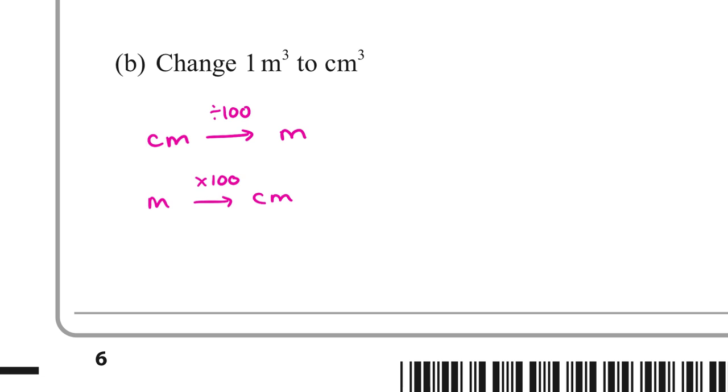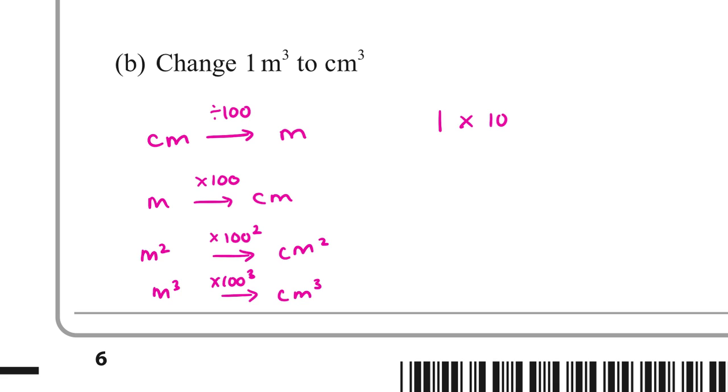So our scale factor is 100. If I go from metres squared to centimetres squared, I've squared everything. So what should I also square? 100, the scale factor. So I need to multiply by 100 squared. If I go from metres cubed to centimetres cubed, I'm going to cube the 100. So if I have 1 metre cubed and I want to convert to centimetres, I'm going to do 1 multiplied by my scale factor cubed. This is going to give me my centimetres cubed.